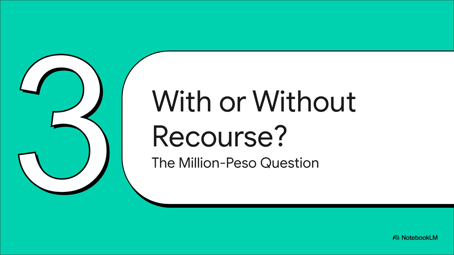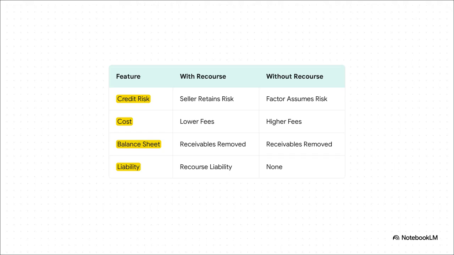Okay, now for the part that the LECPA loves to test. Factoring isn't just one thing. It comes in two main flavors. And the entire difference comes down to one question. Who's on the hook if the customer never pays? So check it out. With recourse means the risk stays with you. If your customer flakes out and doesn't pay, you have to buy that bad invoice back from the factor. The upside? The factor charges you less because you're keeping all the risk.